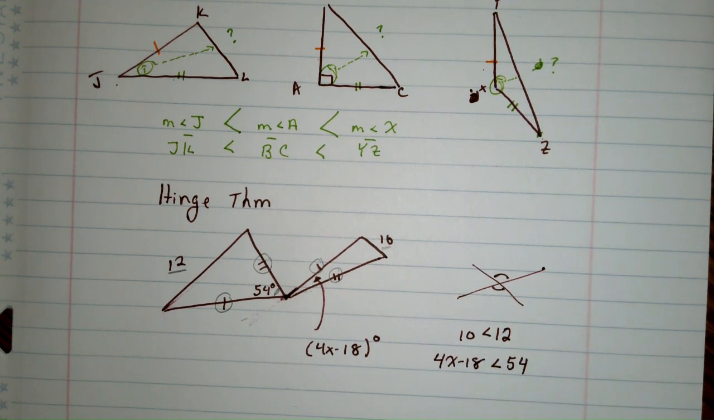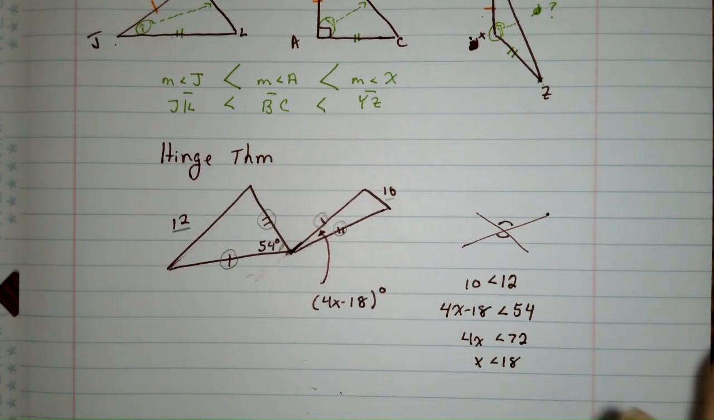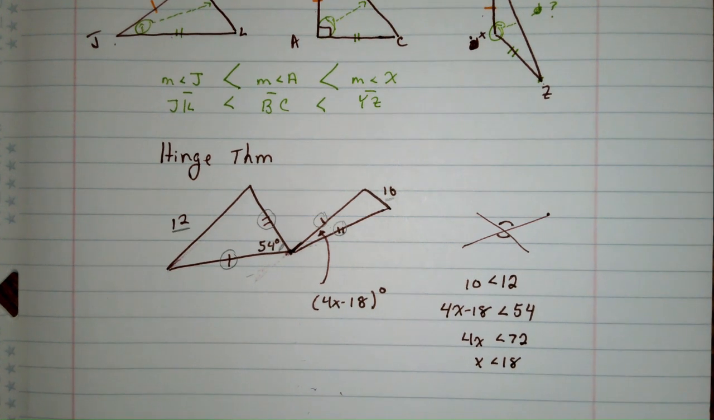Oh, here's that algebra practice that we get going again, right? So for x, we're going to add the 18 over, and we're going to get 72. And we're going to divide by 4, and we're going to get 18. However, I, as an algebra person, do not agree that this statement is done, because we know this angle is between 0 and 90 degrees, actually between 0 and 54 degrees.